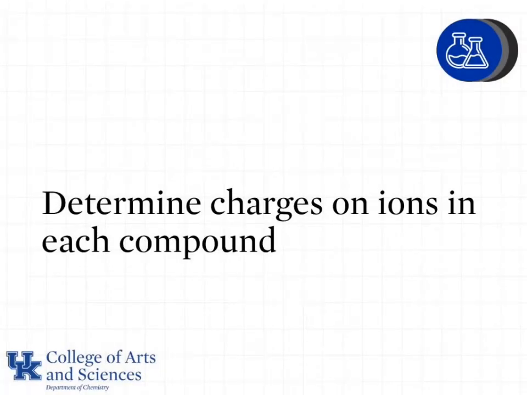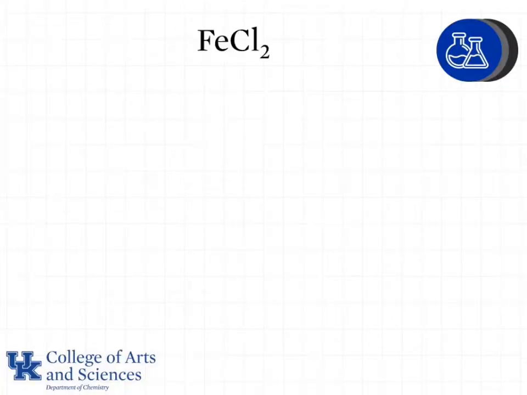In this lesson, we're going to look to see how we can determine charges and ions from the chemical formula. Let's look at FeCl2. Because iron is a transition metal, we cannot predict its charge, so we're going to call it X for the moment.